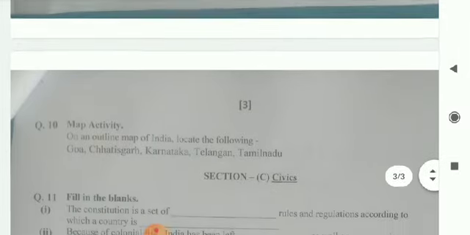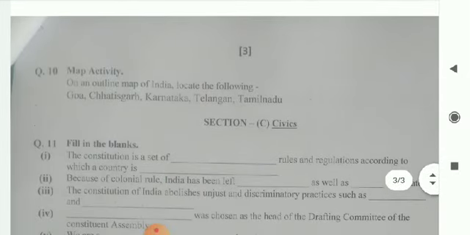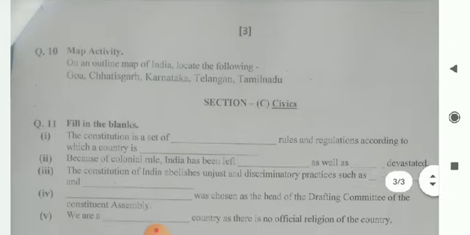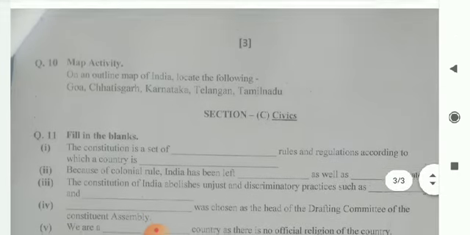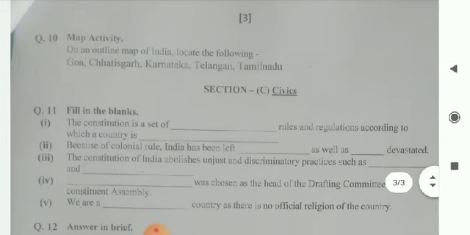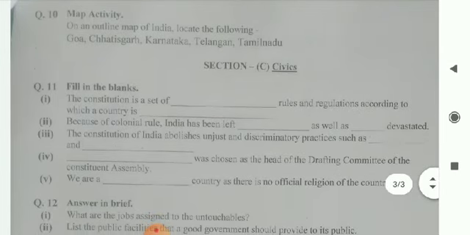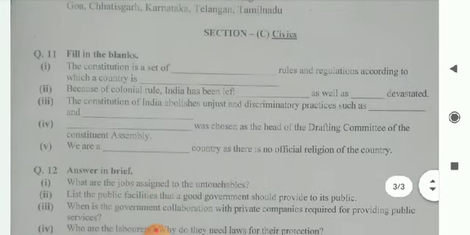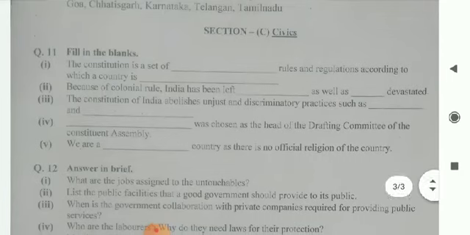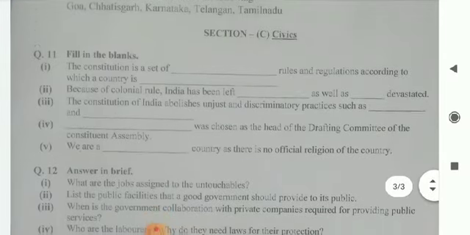Next, question number 10, map activity is there. In the map activity, some states are given. You have to place the states carefully in the map and show your brilliance by putting these states correctly.